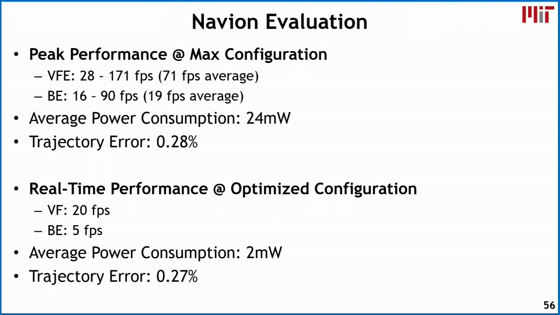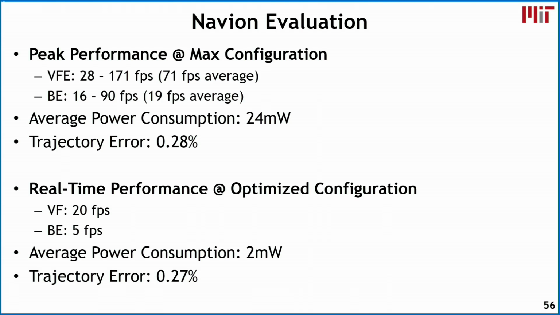So basically, this is the camera rate at between 28 to 171 frames per second, or 71 frames per second on average. And then the back end, which is the keyframe rate, this is the rate at which we update the state of the drone. We run between 16 to 90 frames per second, so for an average of about 19 frames per second. And the power consumption is 24 milliwatts. And then the trajectory error, which basically measures the error of the drone based on the ground truth compared to how far it's actually flown, which is around 0.28%.